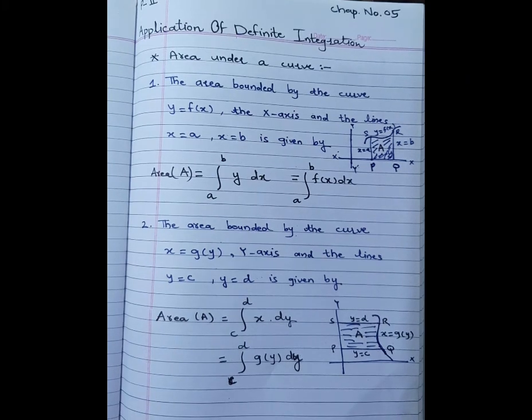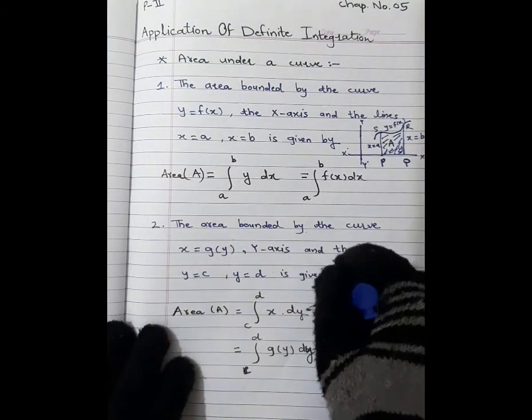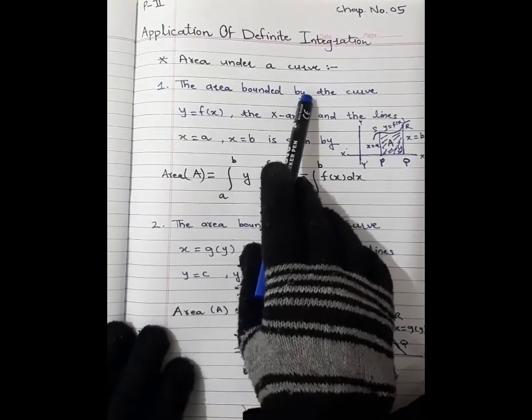Today we will start a chapter, application of definite integration. Students, in the previous lecture we completed the chapter on definite integration. You all know how to find a definite integral. Now today we'll see its application. Students, here first we'll find the area under a curve.